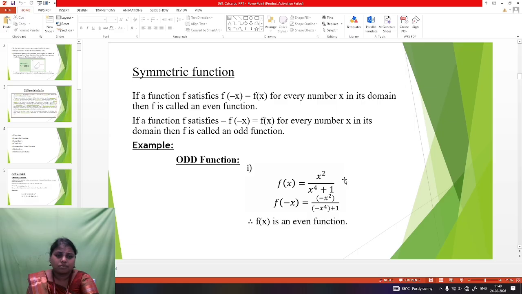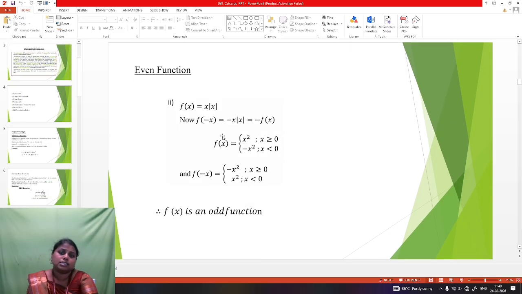Next example: f of x equal to x modulus x. Now x is replaced by minus x. F of minus x equal to minus x modulus of minus x. The modulus of minus x is a plus value, the modulus of a minus value is also a plus value. So modulus x is a plus modulus x. Minus x modulus x, minus into x into modulus x, is minus f of x. So it is an odd function.